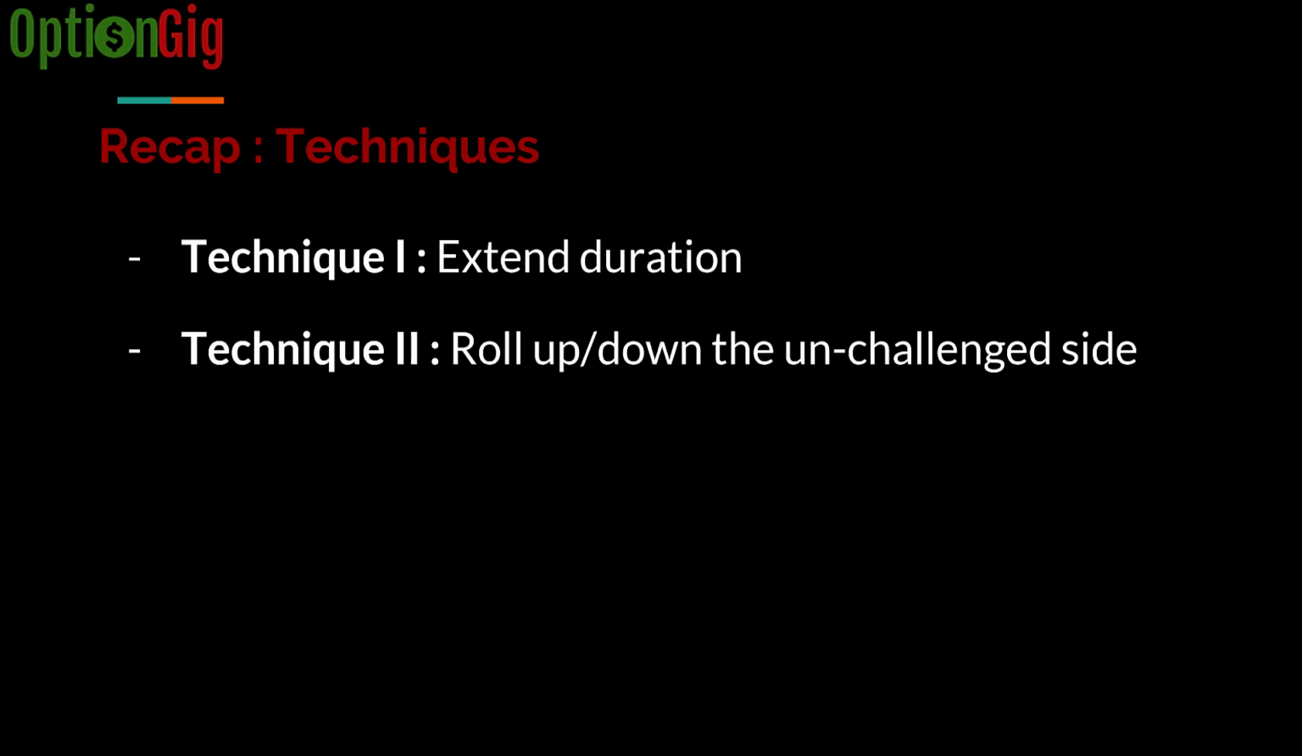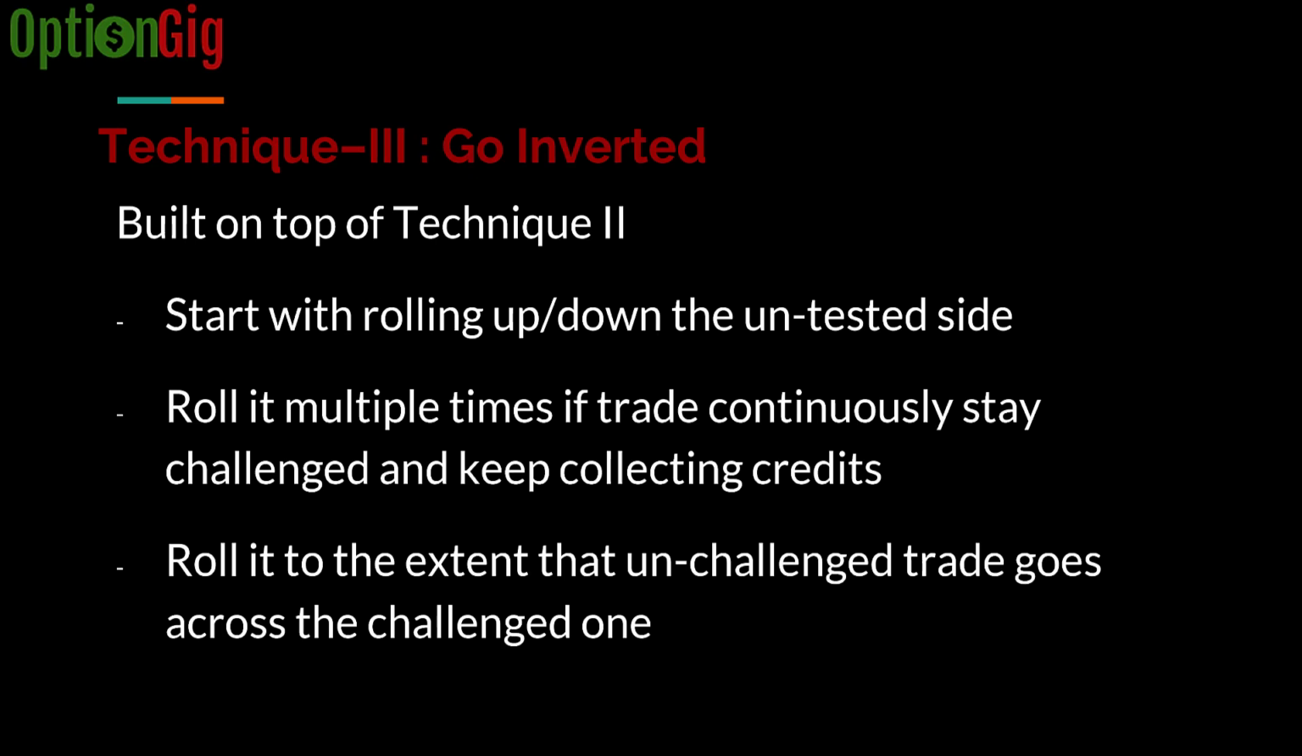All right, since you have decided to continue, I am assuming that you know about technique 1 and technique 2. So let's talk about the third one. Now the third technique is called go inverted, and it is built on top of the second technique. As you have noticed in technique number 2, which is rolling up or rolling down the untested or unchallenged side, we start with the same step. We start with rolling up or down the untested side, and let's say once we roll it, the stock is still not cooperating, we roll it again. So in this technique, we roll it multiple times.